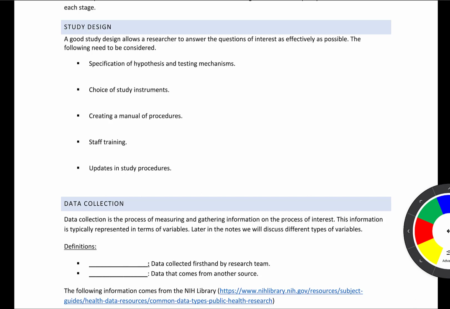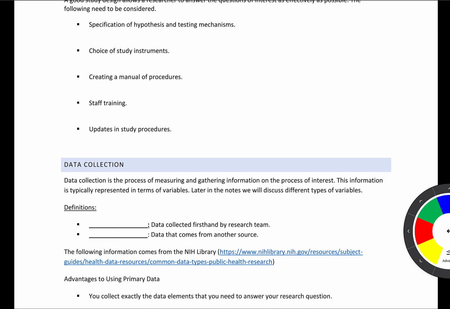And then right along with that, staff training. Again, everybody should be on the same page. Everyone should know what is happening, so that as the study progresses, everyone knows how to use the instruments, the protocols used in case there are any problems, and how to process the data effectively. And then finally, if you need any updates in the study procedures, changes are inevitable to happen.